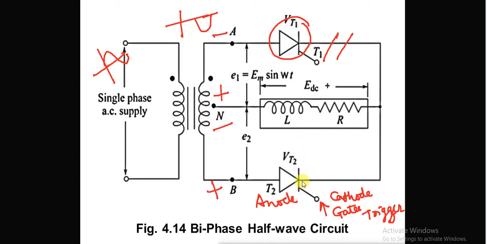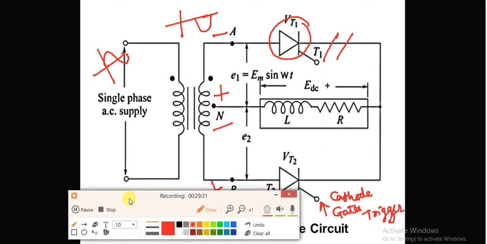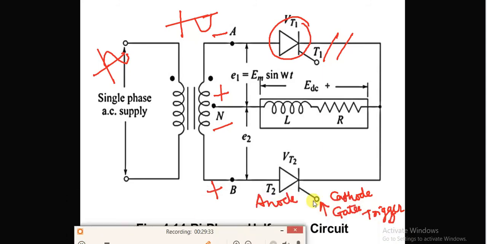Now we will see the direction of the current flow. During the negative half cycle, the SCR T2 is now forward biased and the current will start flowing from here, from SCR to R to L and back to point N. So this is the direction of the current flow during the negative half cycle.